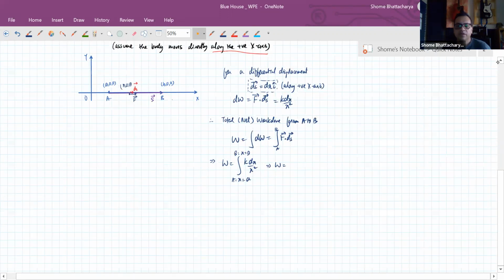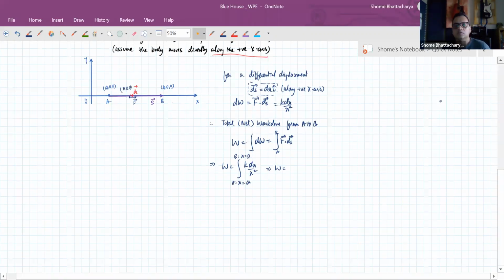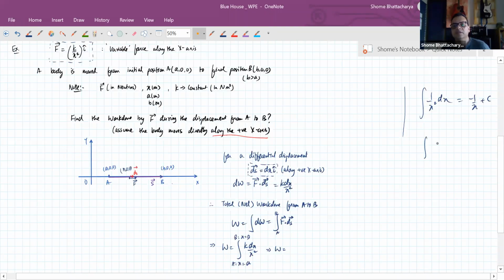Now all of you know how to integrate 1 by x square. This will be minus 1 by x plus c. So when we integrate this from x equal to a to x equal to b, this will be minus 1 by x from a to b. As you can see, it will become 1 by a minus 1 by b. That will be substituted here later, but just make a note of this first.